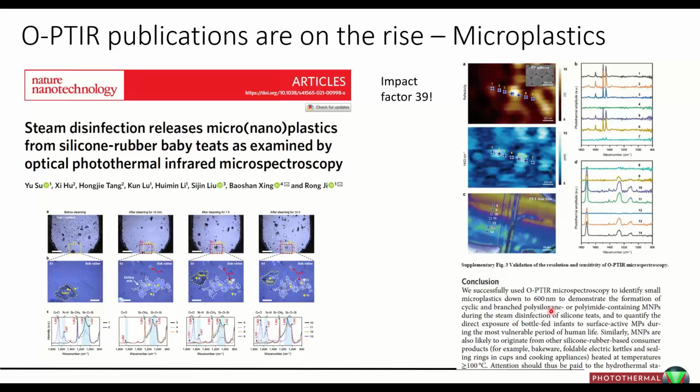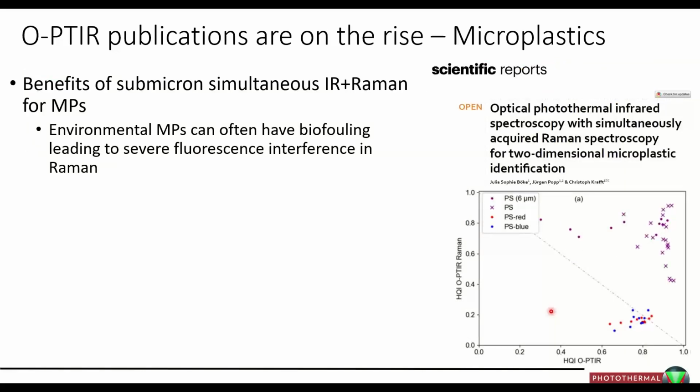And that was quite a surprise, as people thought the steam disinfection process, that the teats themselves were quite robust against steam disinfection. Well, it turns out they're not. They do shed a lot of silicone microplastics, and there's changes in chemistries, and there's other contaminants that leach out as well. So that was a great paper. Maybe not so great for the babies, though.